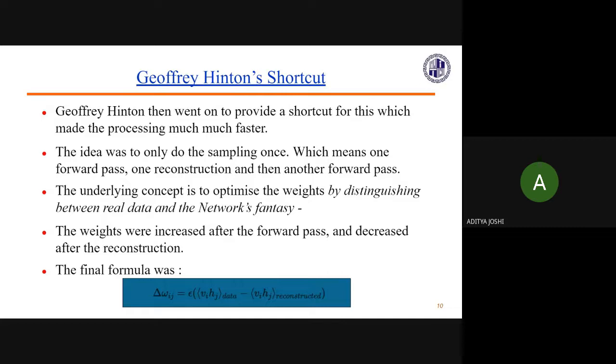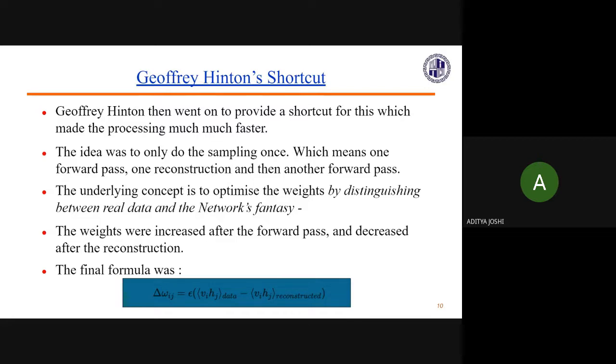When that is manifested into a formula, we can see that the change in weight is directly proportional to the data state minus the reconstructed state. It is minus the reconstructed state because the reconstructed state has to result in the weights being decreased, and the data state has to result in the weights being increased. The proportionality constant is epsilon, which is basically the learning rate, a hyperparameter which we can change again and again, and that can help in optimization of our model. So here we can see how Geoffrey Hinton's shortcut made the learning very, very simple.